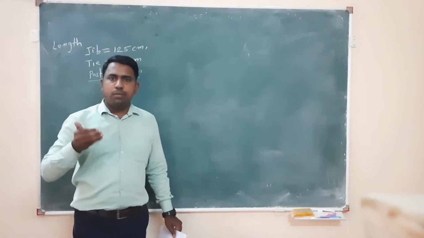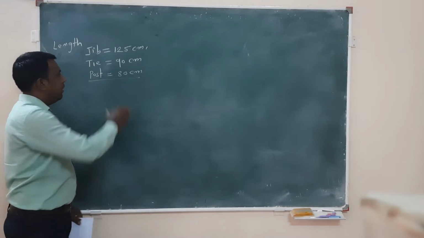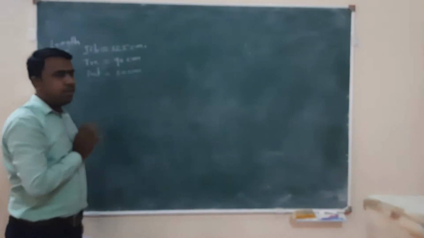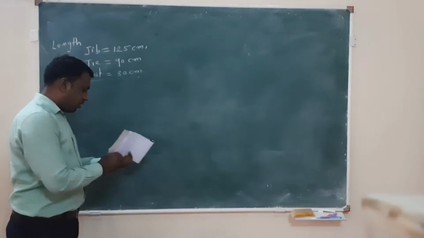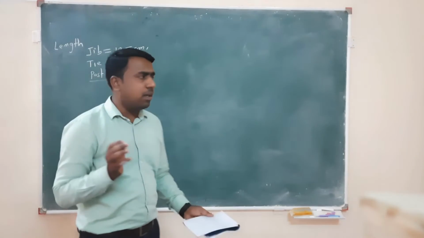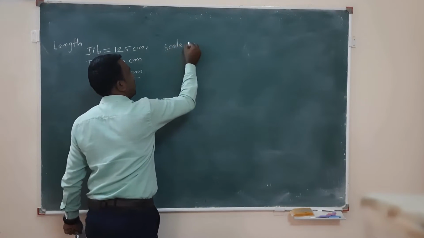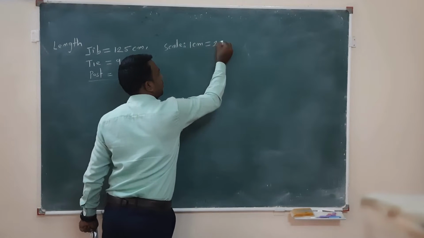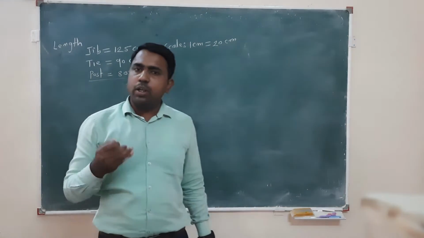Now we have the length of the jib as 125 centimeters, the length of the tie as 90 centimeters, and the length of the post as 80 centimeters. This is from reading number 1. Firstly we have to take a suitable scale. Just consider the scale 1 centimeter is equal to 20 centimeters.